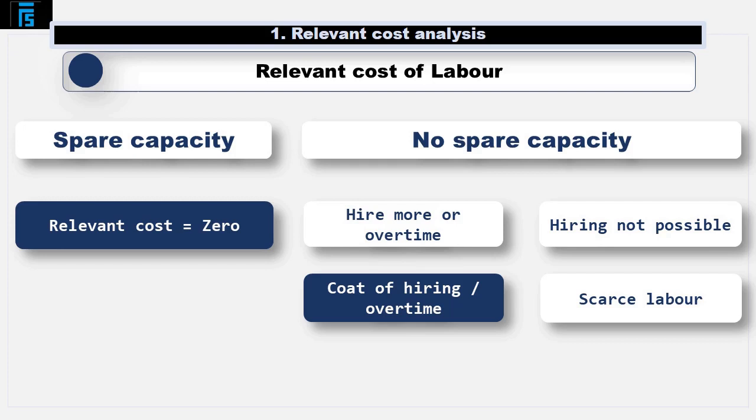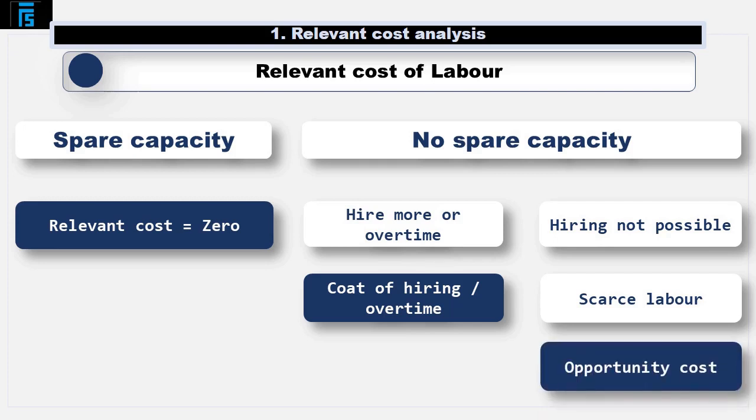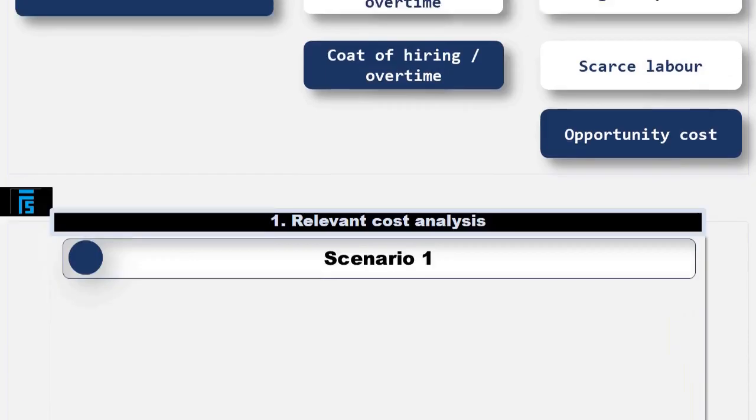If hiring additional labour or working overtime is not possible, then labour is deemed to be scarce. Thus, to undertake the proposed job, labour would need to be reallocated from elsewhere in the business. This means the relevant cost is the opportunity cost of moving the labour, being the lost sales proceeds less any savings in material costs. Let's put these principles into practice and consider 3 scenarios regarding the relevant cost of labour.